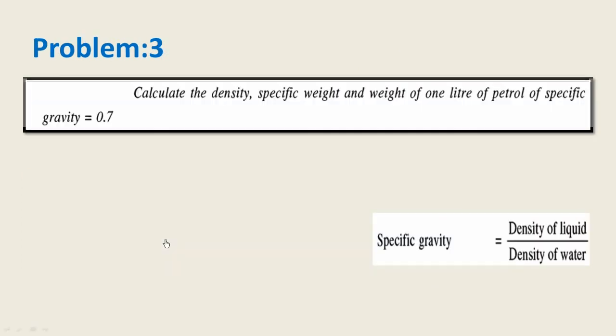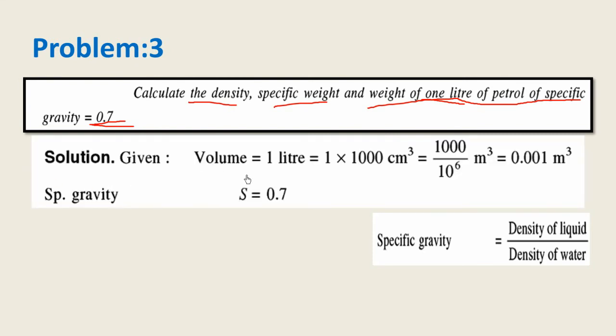Then coming to problem 3. In problem 3 we have to calculate the density, specific weight and weight of 1 liter of petrol of specific gravity 0.7. So here again the volume is given as 1 liter, and instead of weight, the specific gravity is given. We need to calculate density, specific weight and weight. First we will write down the given data. The volume is given as 1 liter, so we will convert it into 1 by 1000 meter cube, that is 0.001 meter cube. The specific gravity is given as 0.7.